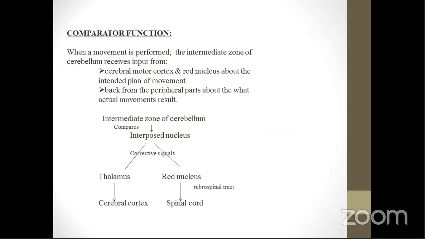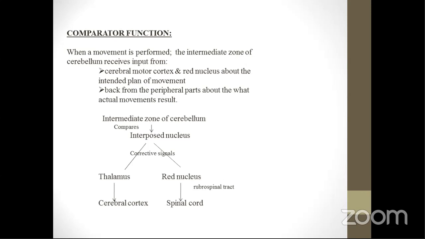Now what is this comparator function? When a movement is performed, the intermediate zone of the cerebellum receives input from where? From the motor cortex and the red nucleus. As the motor cortex, it will give you the plan. So what is the plan of the movement? That information will be given by the motor cortex. Whereas from the peripheral parts, what actually is happening, that information is coming to the intermediate zone. So the intermediate zone has both activities: from the higher side the plan, and from the peripheral side the actual movement.